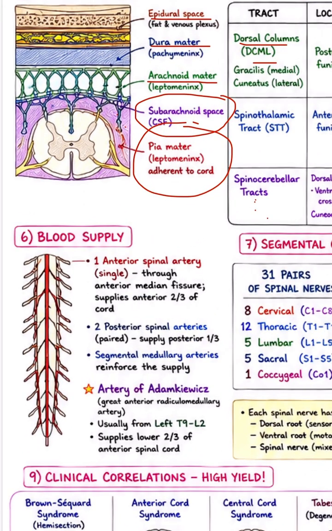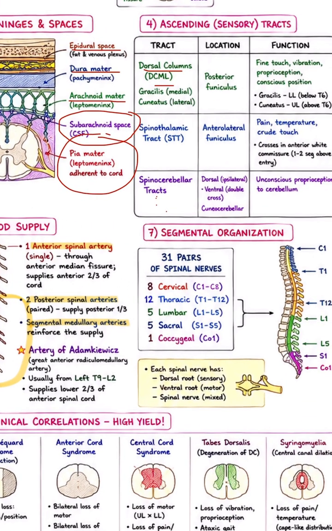Now the blood supply. Spinal cord is supplied by anterior spinal artery, only one anterior spinal artery basically, and two posterior spinal arteries, and segmental medullary arteries. And the main artery which you have to remember is the artery of Adamkiewicz, that is the branch of greater anterior radiculomedullary artery and supplies the lower two-thirds of anterior spinal cord.